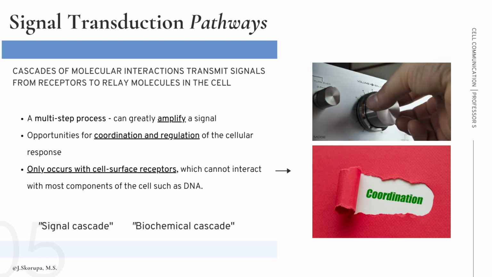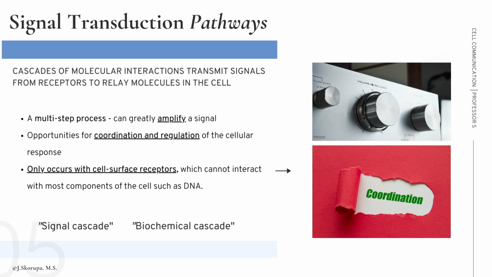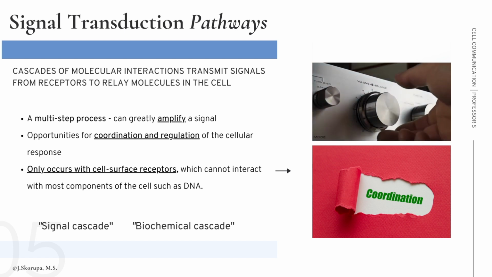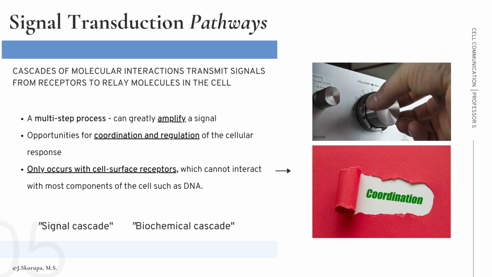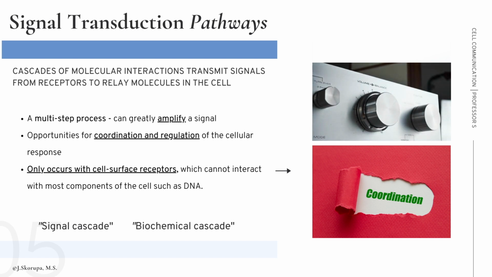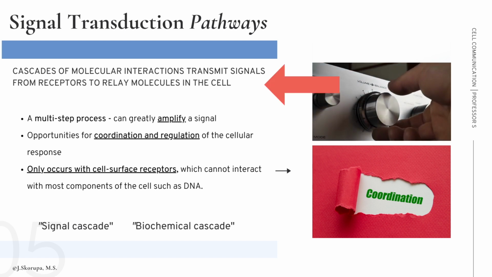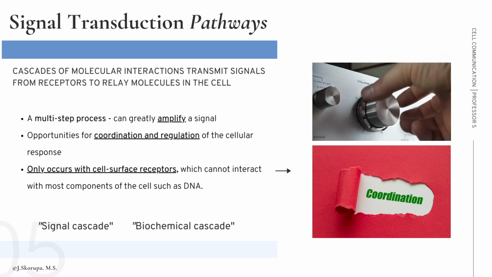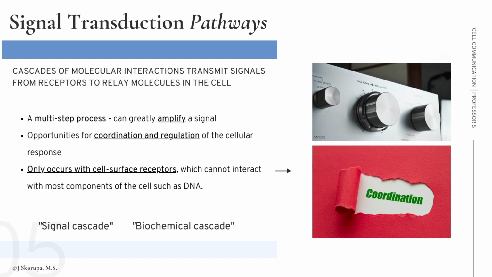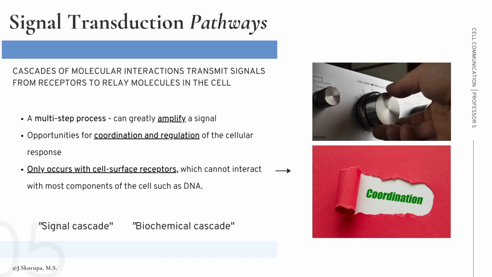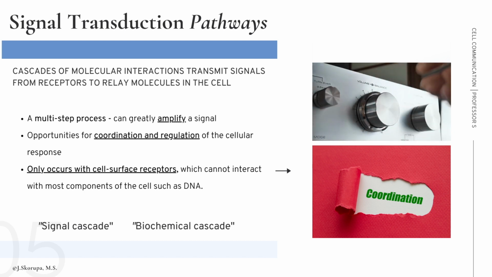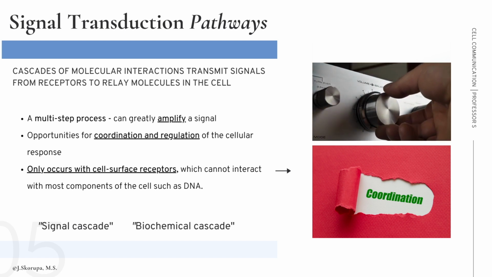Once a ligand binds to a receptor, the signal is transmitted through the membrane and into the cytoplasm. Continuation of a signal in this manner is called signal transduction. To accomplish this, cascades of molecular interactions transmit signals from receptors to relay molecules within the cell. To put it simply, it's a multi-step process that can greatly amplify a signal. In addition to amplifying, these pathways give opportunities for coordination and regulation of the cellular response.